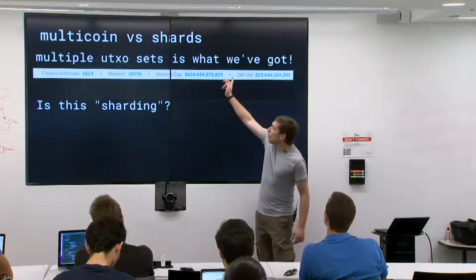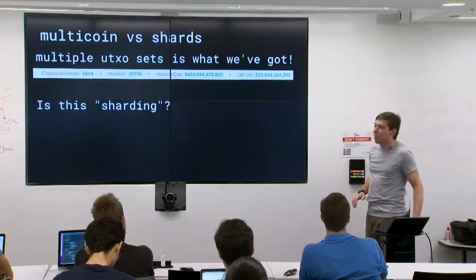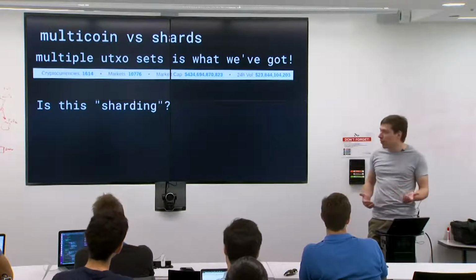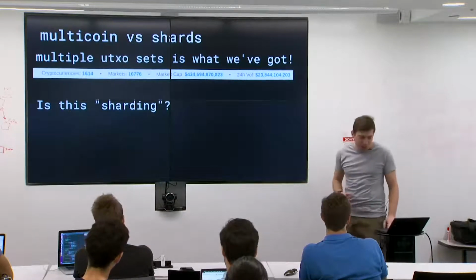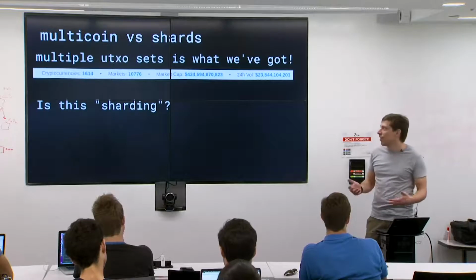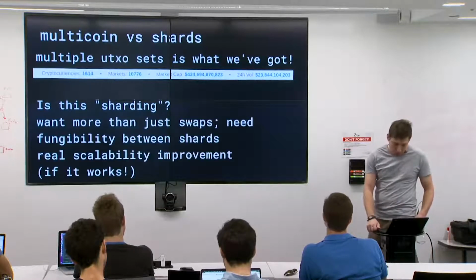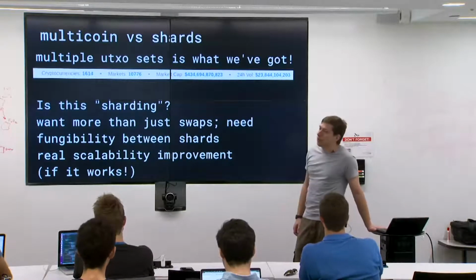However, in this case, if I want to keep track of my Bitcoin UTXO set, I don't need to download Dogecoin. So that's great. And if people want to swap between Dogecoin and Bitcoin, they can, well, Dogecoin doesn't have SegWit support, right? So it's a little harder. But Vertcoin, Litecoin, a lot of different coins have fairly easy swaps. But it's more than just swaps. We need actual fungibility between the shards.